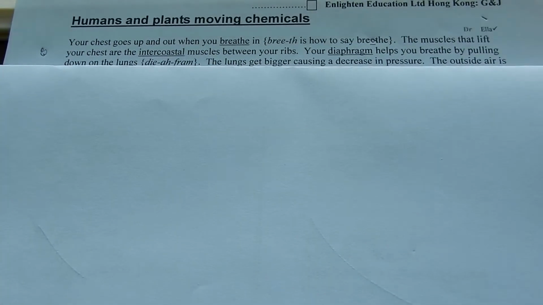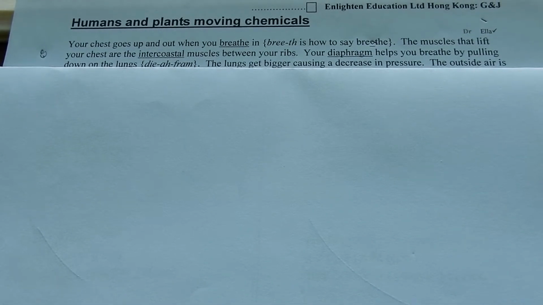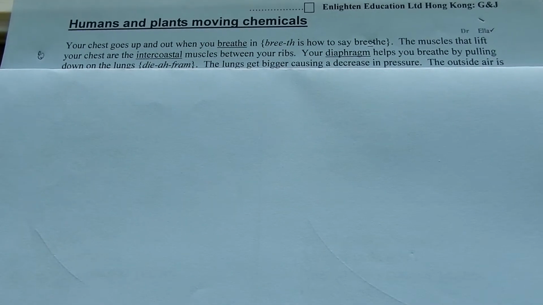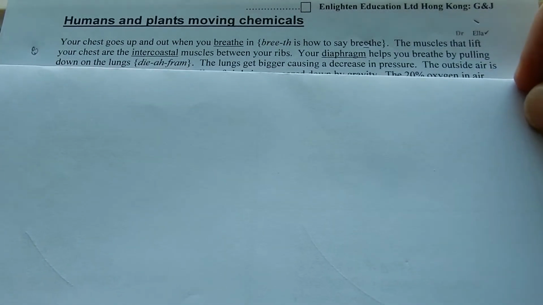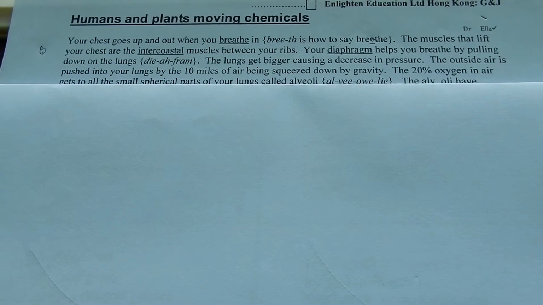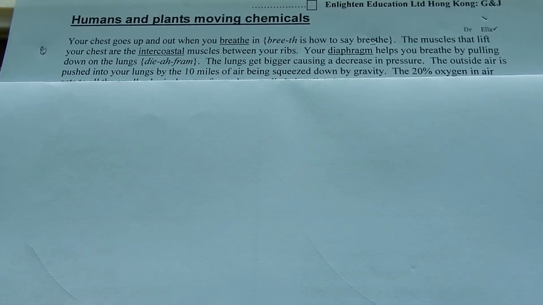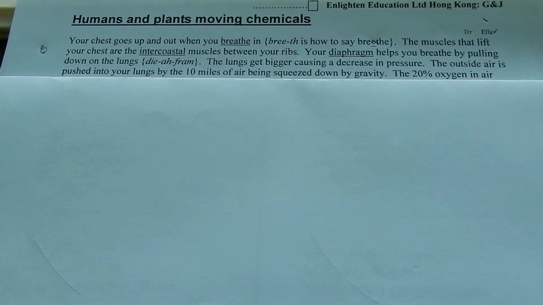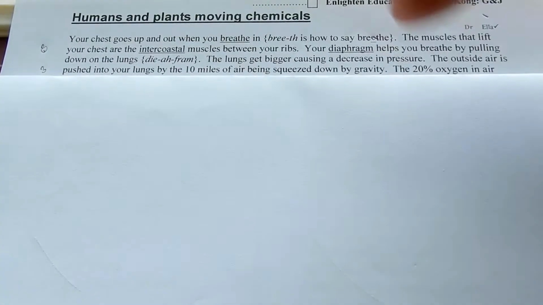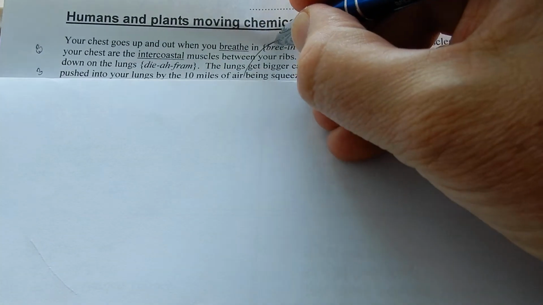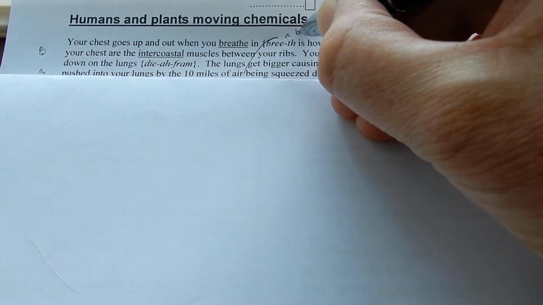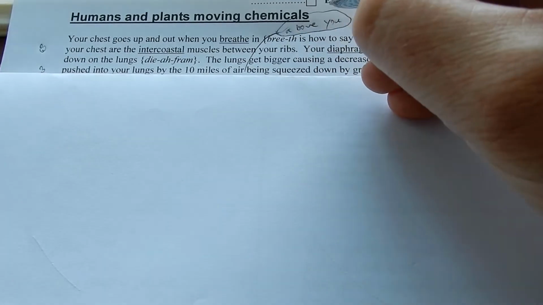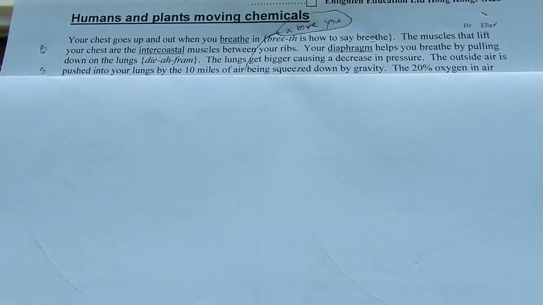Your diaphragm helps you breathe by pulling down the lungs. The lungs get bigger, causing a decrease in pressure. The outside air is pushed into your lungs by the 10 miles of air above you being squeezed down by gravity.